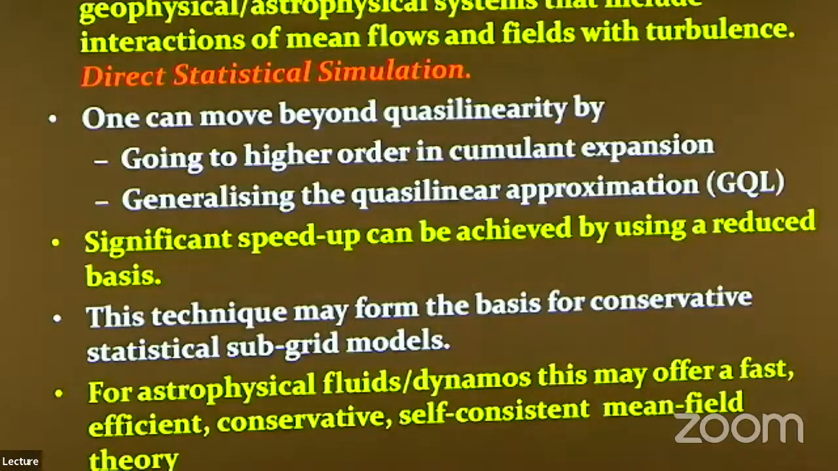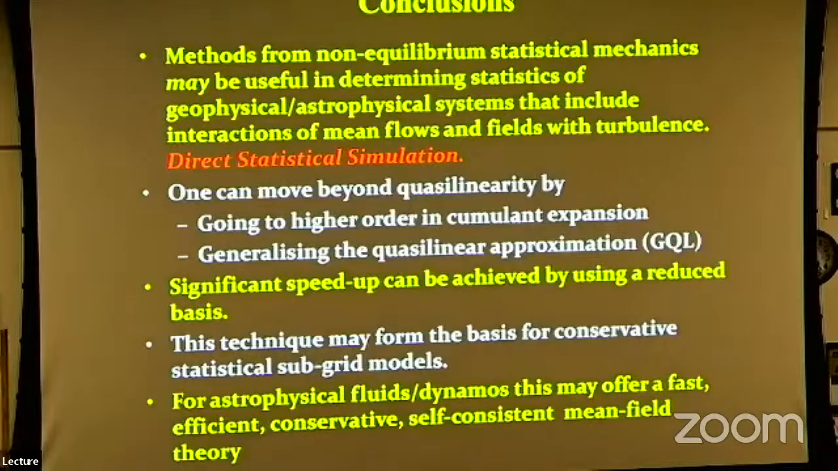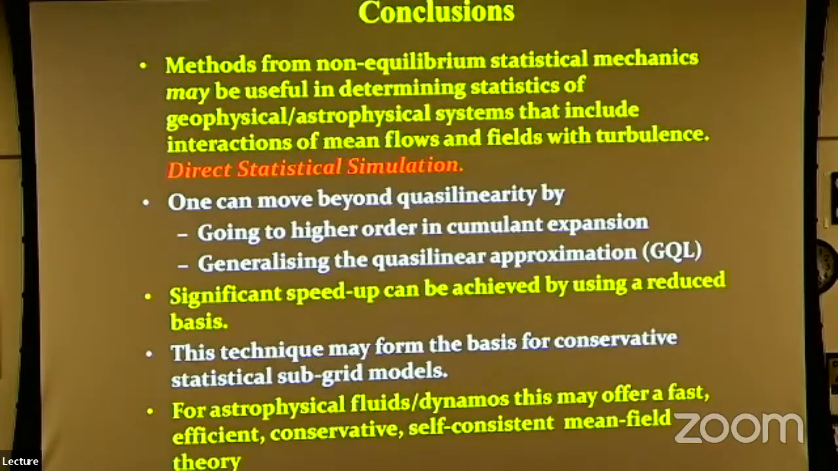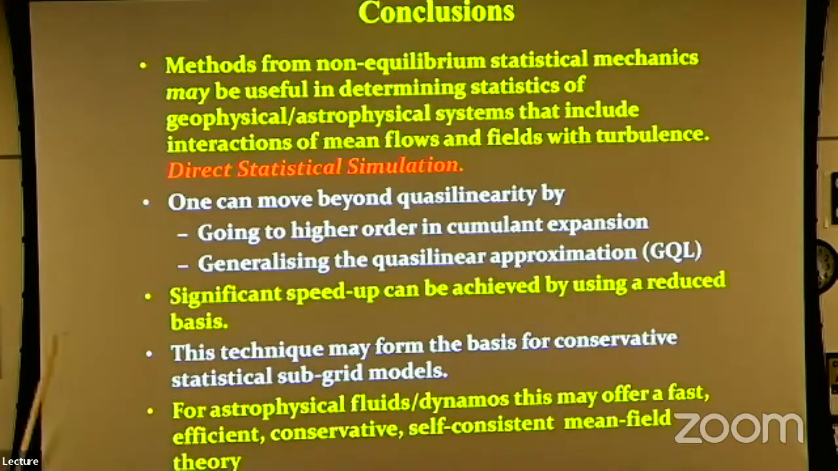So after 3 lectures, what have we learned? Well, methods from non-equilibrium statistical mechanics could be useful in determining the statistics of geophysical and astrophysical systems that include the interactions of mean flows with turbulence. And we call this kind of direct statistical simulation. You can move beyond quasi-linearity either by going to higher order in the cumulant expansion, so that includes some, if you like, models of triple correlations, or you could try generalizing the quasi-linear approximation.